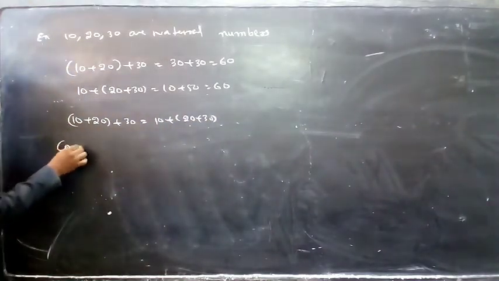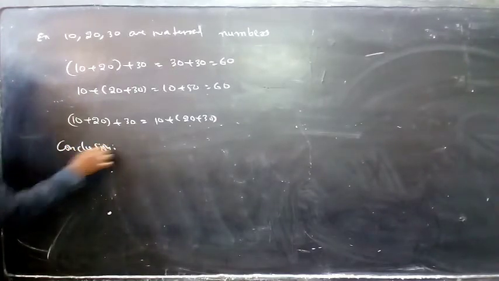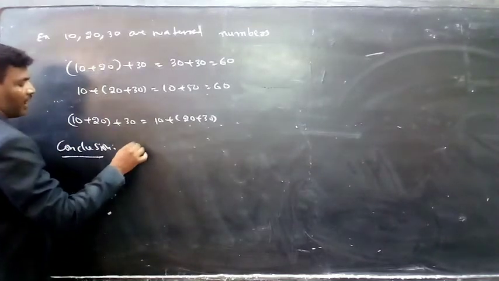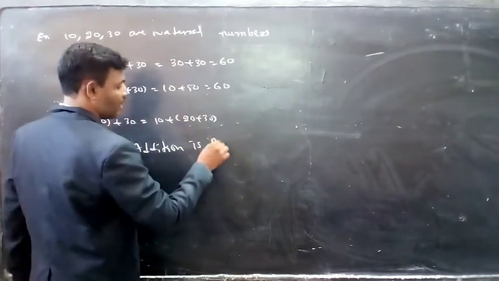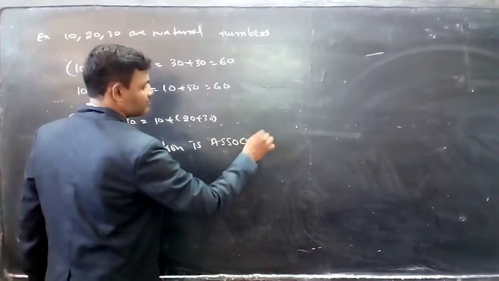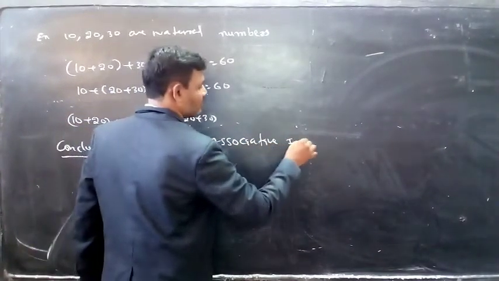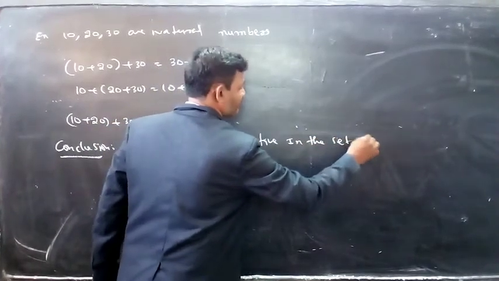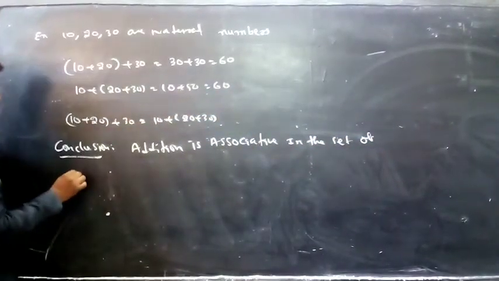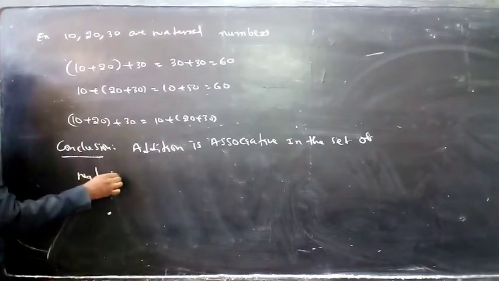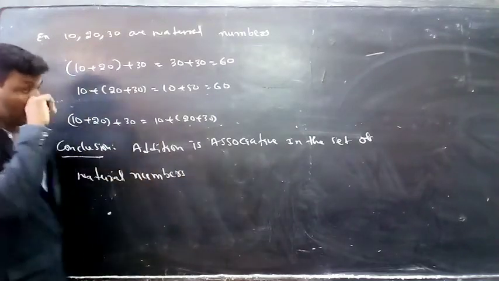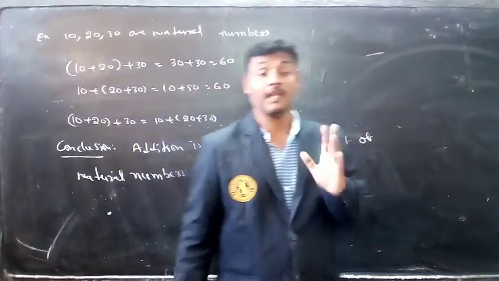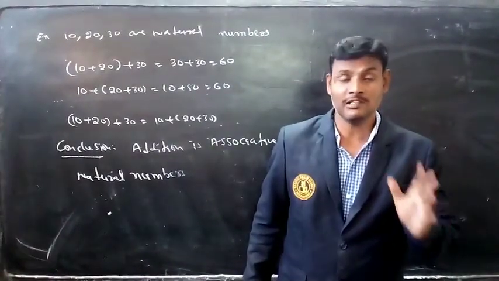So what is the conclusion? Here the conclusion is addition is associative in the set of natural numbers. So what is the final conclusion? Addition is associative in the set of natural numbers.